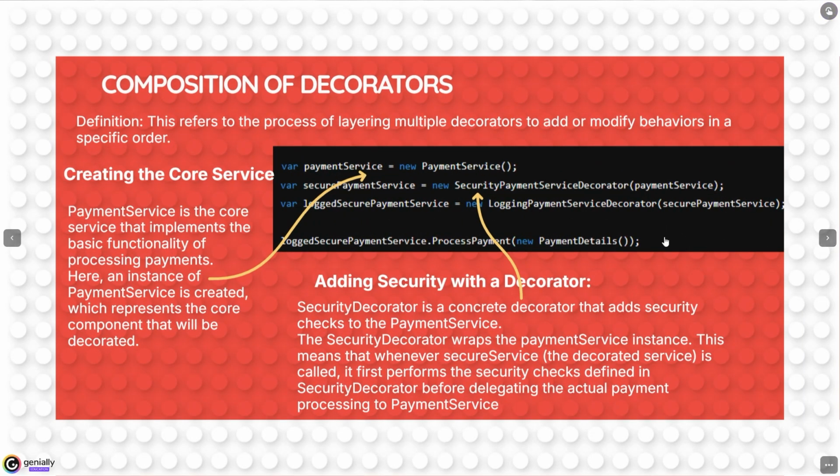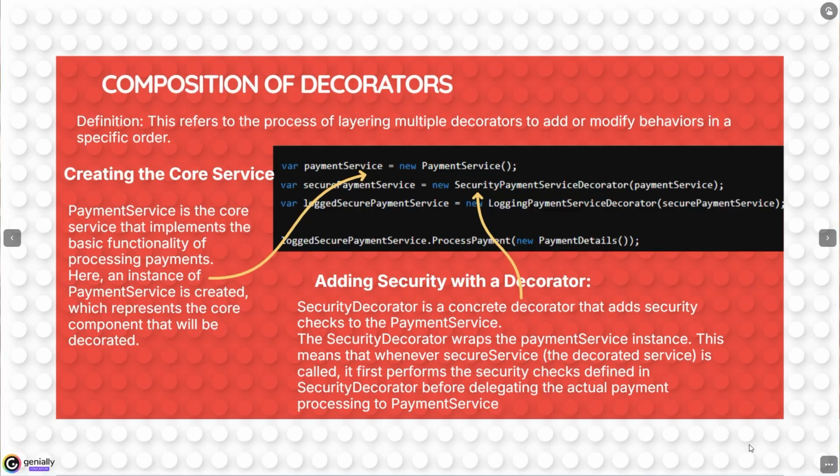So let's take a look at composition of decorators. This refers to the process of layering multiple decorators to add or modify behaviors in a specific order. So first, creating the core service. Here PaymentService is the core service that implements the basic functionality. Here an instance of PaymentService is created, which represents the core component that will be decorated.